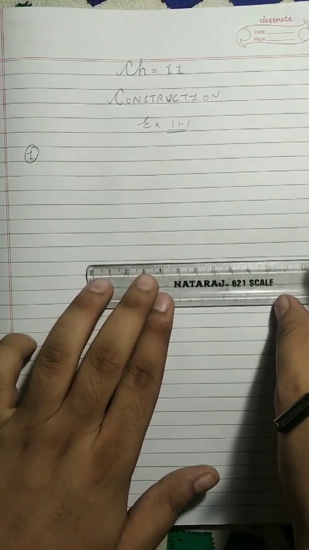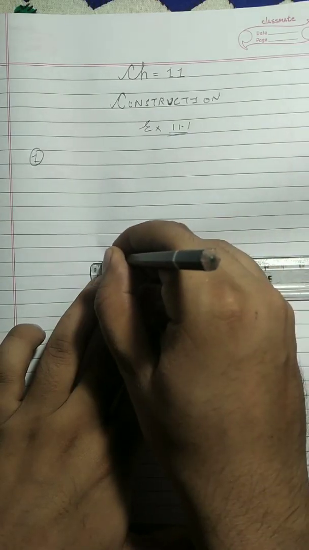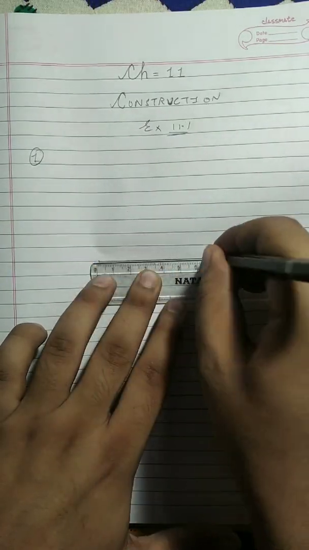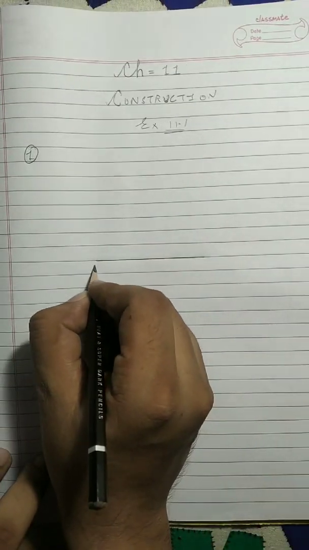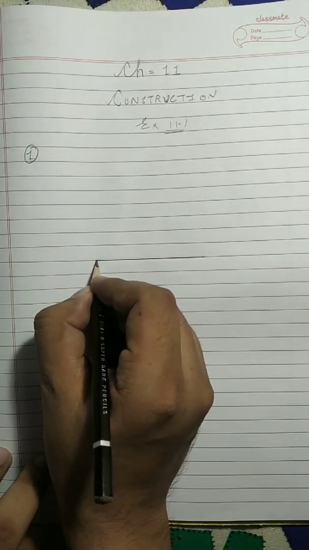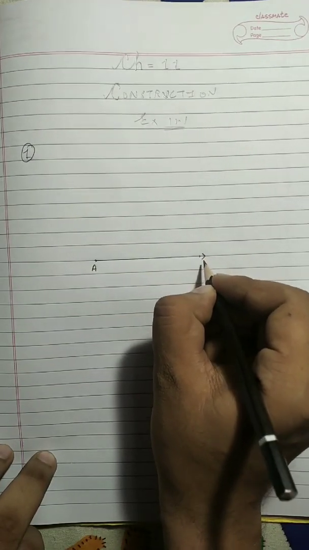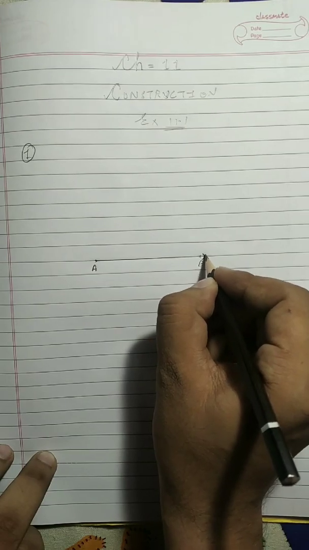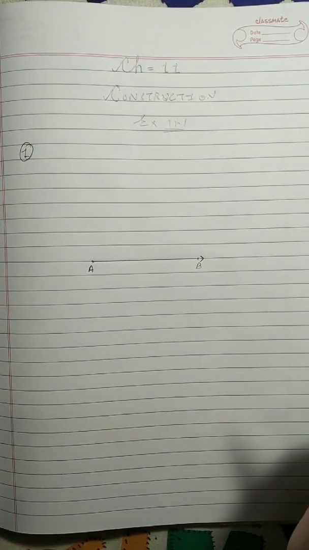Just make a line of any length. Let this be point A, and let this be point B. I have made this arrow because we have to make a ray, and it's written in the question. Now we have to construct an angle of 90 degrees.